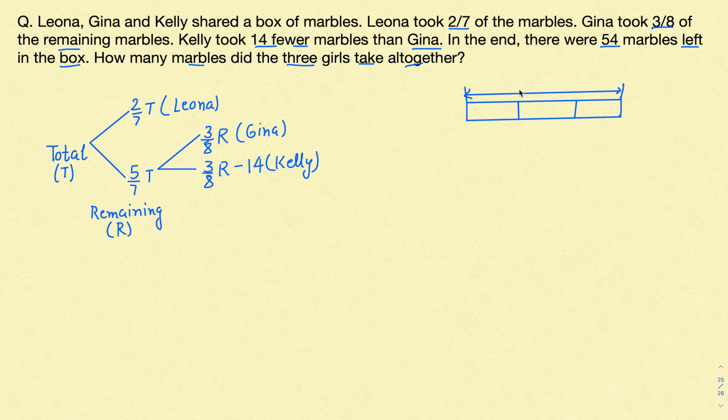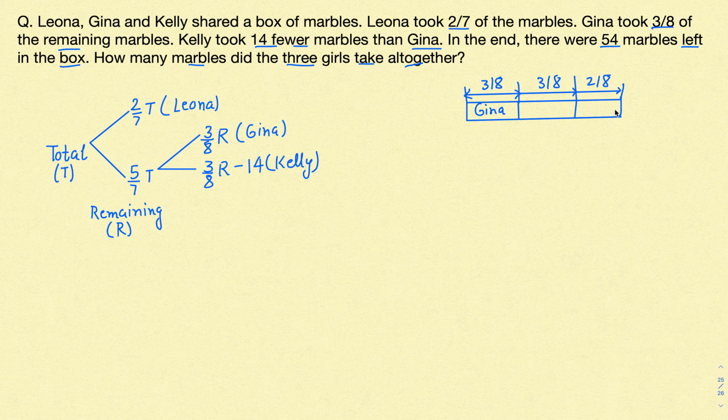So this part is 3/8, taken by Gina. Now this is another 3/8 of the remainder, and then obviously this will be 2/8, because in total it has to be 8/8, which is the remainder. So 3 plus 3 plus 2 will give you 8.